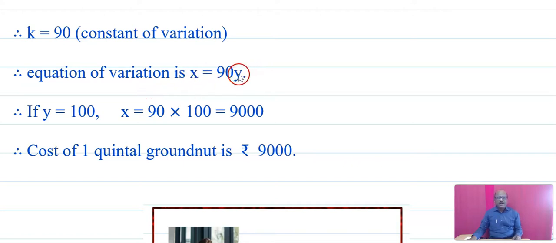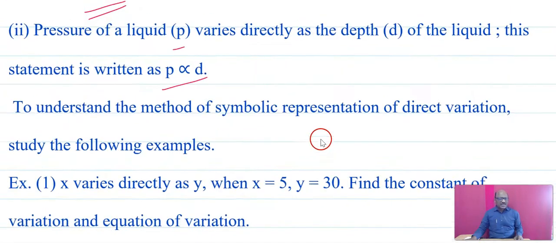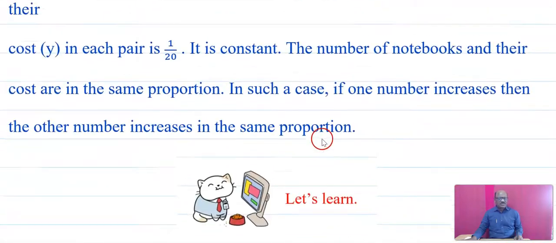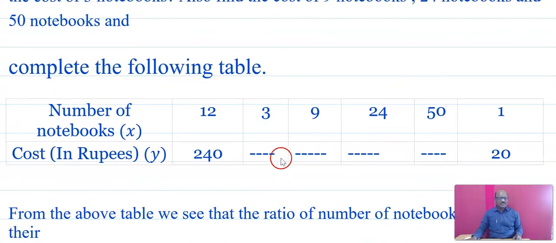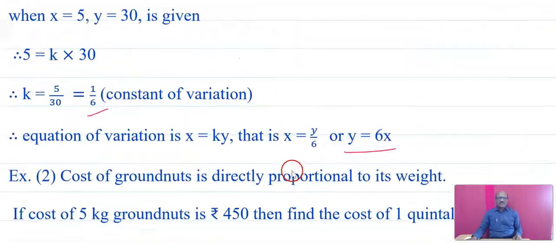If you want to find out the cost of y when x is 100 kilogram, then y is equal to 90 into 100, which is equal to 9,000. Hence the cost of 1 quintal of groundnuts is rupees 9,000. These are very simple examples of direct variation. Now see this table, you can fill in the blanks, and this is your exercise.